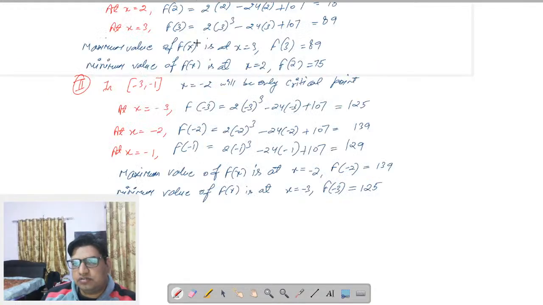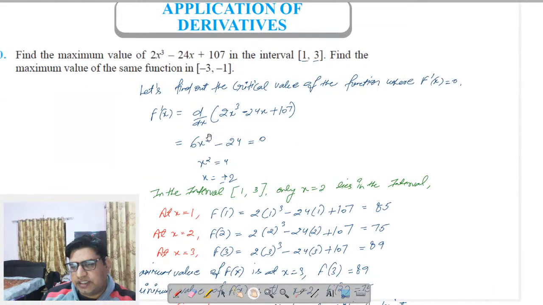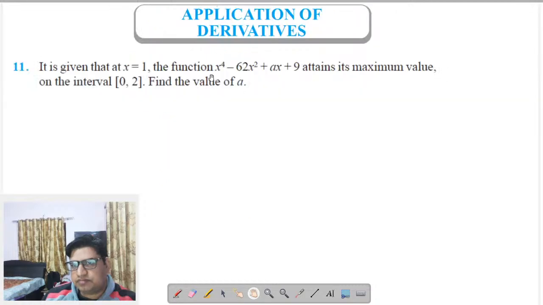Okay, so we have solved this question, and I hope you have understood how to solve this type of question. So let's move on and discuss one more question from the same topic. So here we have question number 11. In this case it is given that at x is equal to 1, the function attains its maximum value. Okay, so find the value of a. It is known to us that this function will attain its maximum value at this point, which is on the interval 0 to 2. So find the value of a.